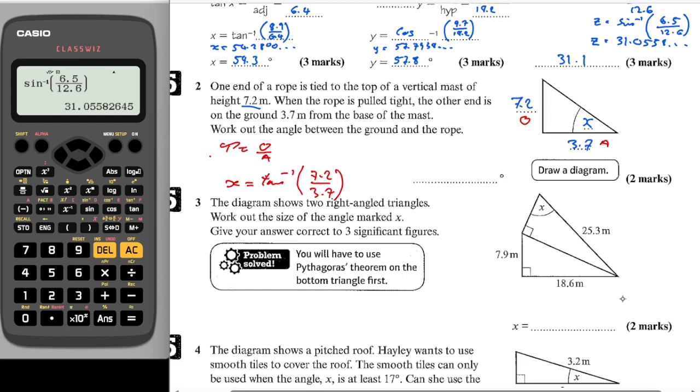So X is going to be equal to shift tan, 7.2 over 3.7. So that's going to give me 62.18 dot dot dot. And we'll go through some different figures again. So 62.8.